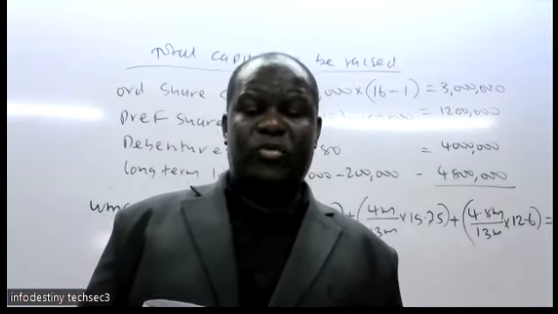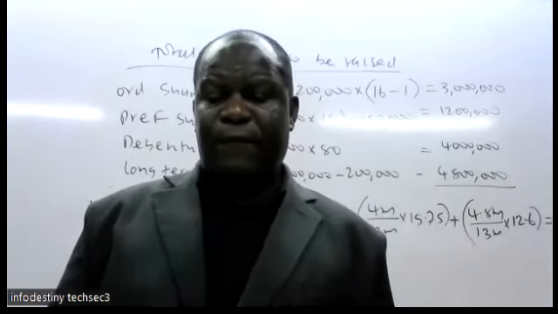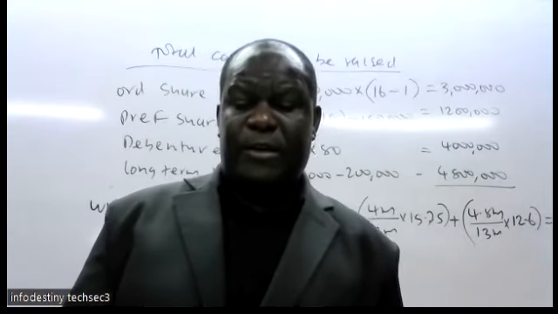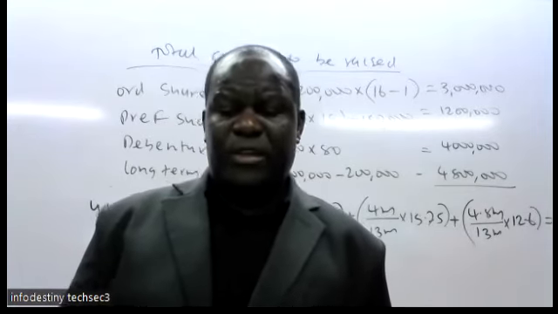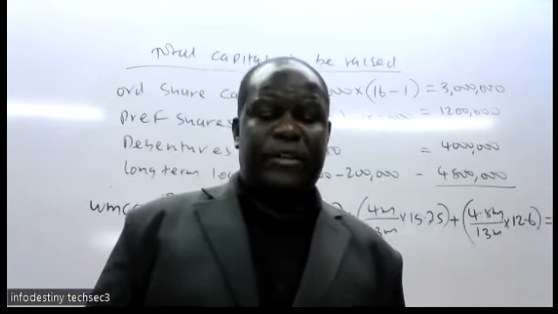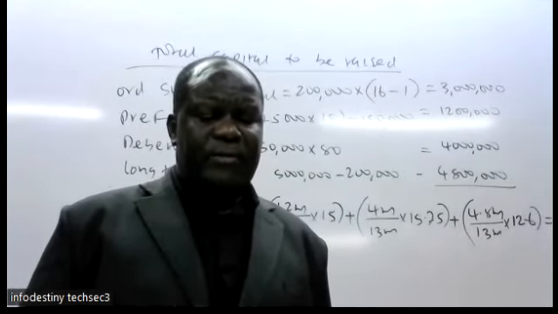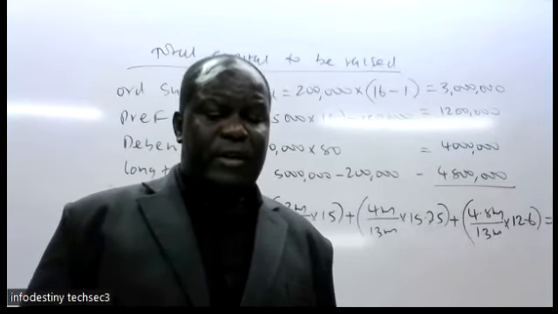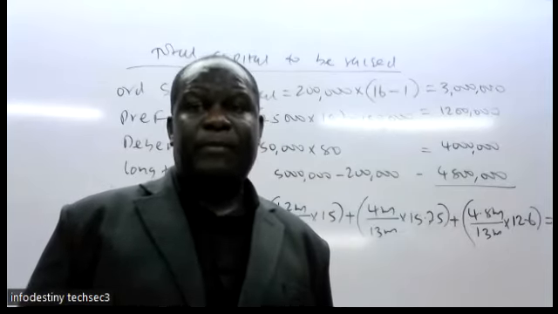The firm will issue new 15% debentures, at least 120 each, with a flotation cost of 10 per unit. The par value of each debenture is 100. Note number two, new ordinary shares will be issued at a current market price of 30 shillings each with a flotation cost of 5 per share. Note number three, the most recent dividend paid by the company was 5 per share. Note number four, the dividend is expected to grow at a rate of 5% per annum in perpetuity.